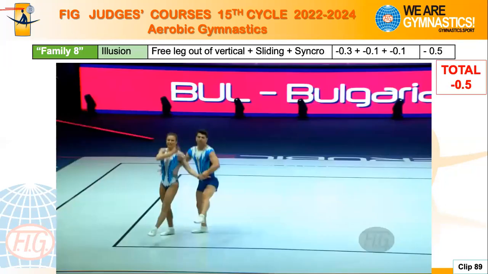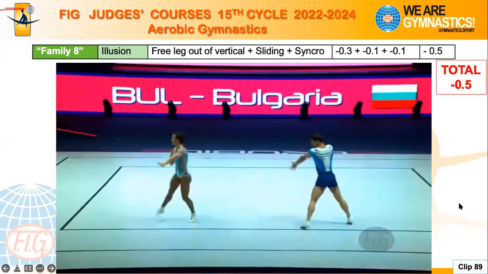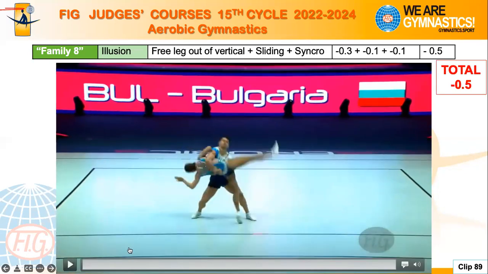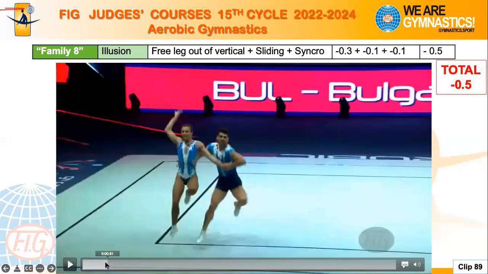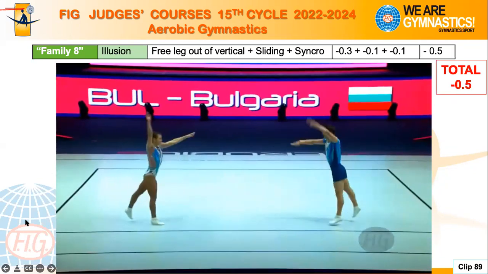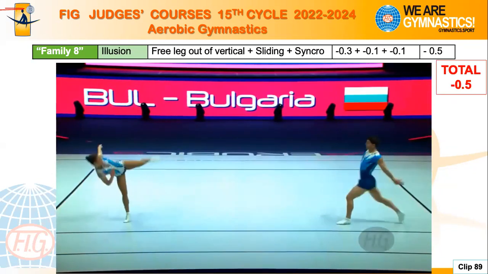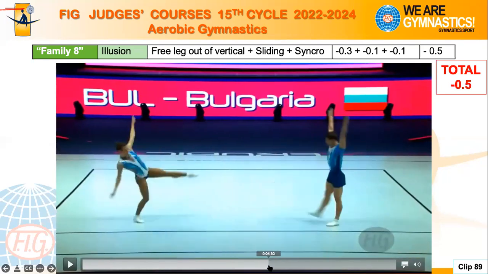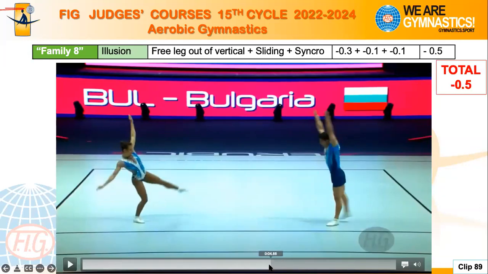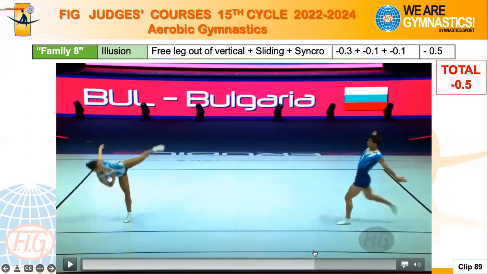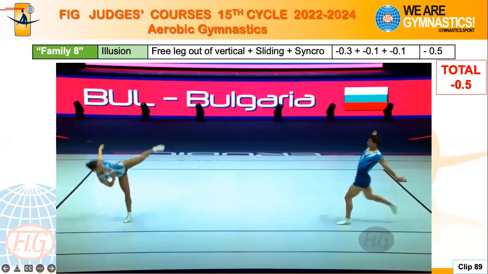So, free leg out of vertical and sliding and synchro of the board. Okay, free leg out of vertical, and please watch the girl. Second illusion, she tried because she lost the balance on the first one. She already slid this much. And then now she's totally out of vertical and synchro, 3-1-1.